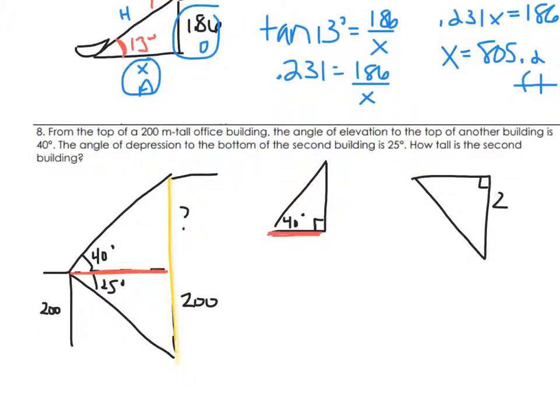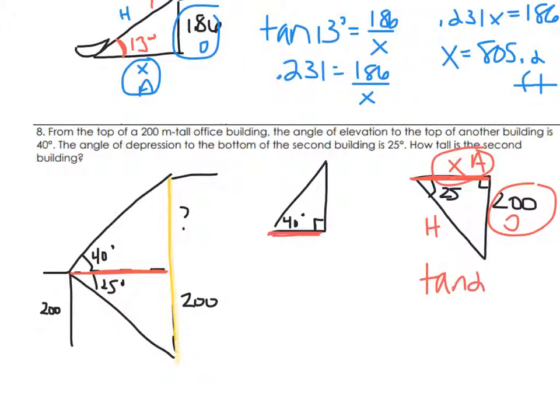So if this is 200 and this is 25, I want to find this width because it's in both, it's overlapping. So I'm going to call that my x. And we label H, O, A. So I have O and A, which means I'm going to use tangent. Tangent of 25 degrees equals 200 over x. So tangent of 25 is 0.466 equals 200 over x.